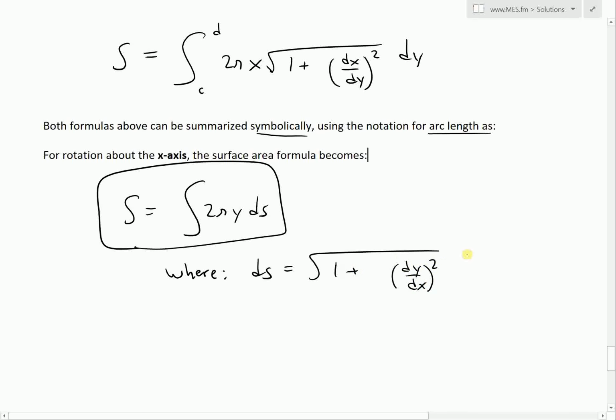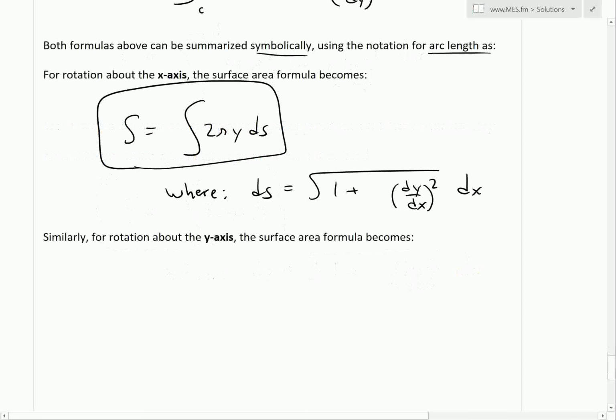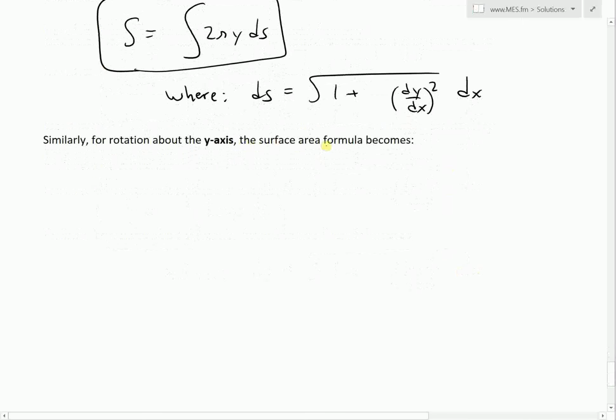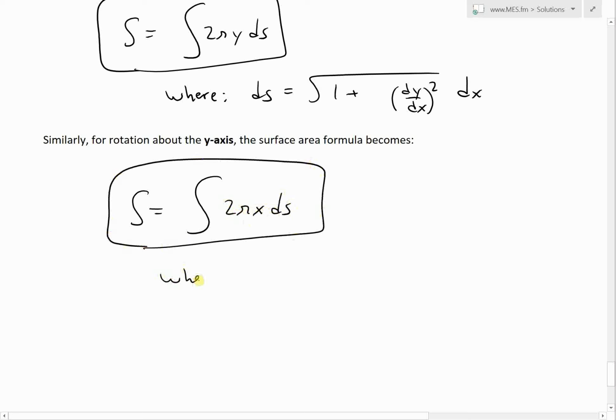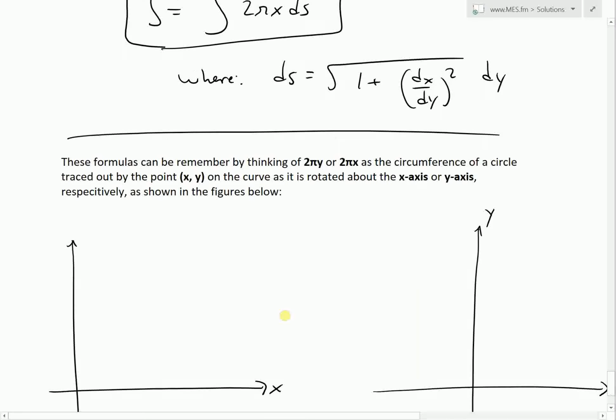Squared delta x, dx. And similarly for rotation about the y-axis, the surface area formula becomes symbolically S equals 2 integral from 2 pi x ds, and in this case ds is equal to the square root of 1 plus (dx over dy) squared dy. So this is the x instead of y.